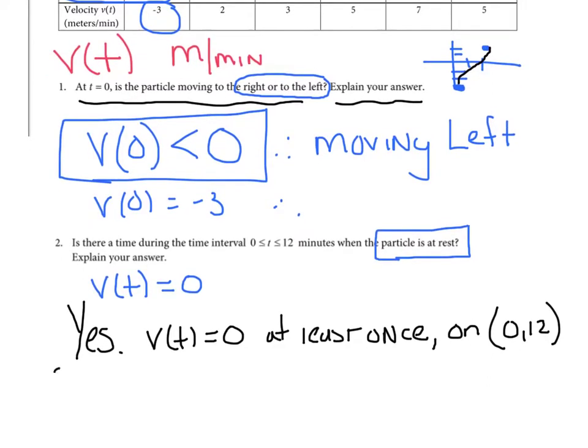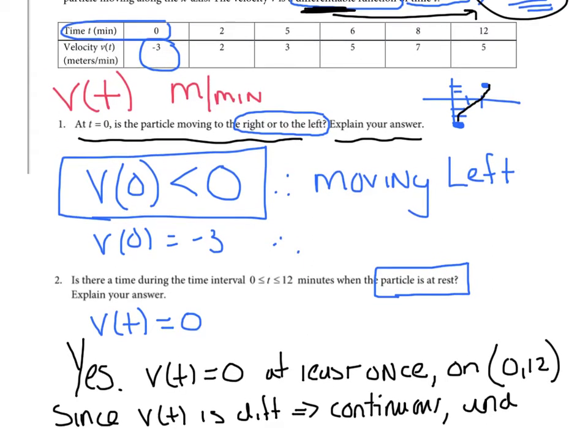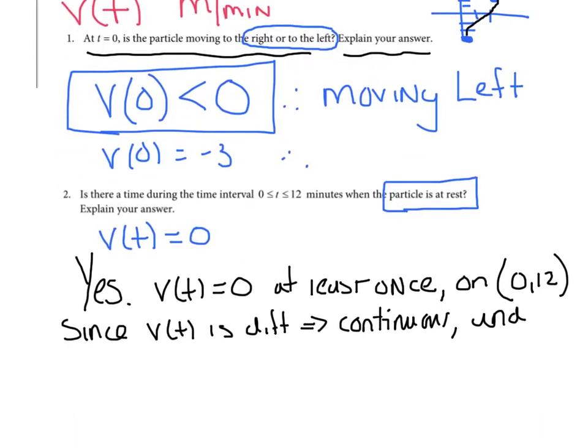Now we have to justify why. So since v of t is differentiable, which implies continuous, and now we just state where we know it. We know, if I look back, v of 0 is less than 0, and v of 2 is greater than 0. We could probably say that in one little sentence. I'm going to say v of 0 is less than 0, which is less than v of 2. Therefore, I'm implying I have to hit 0 between v of 0 and v of 2.